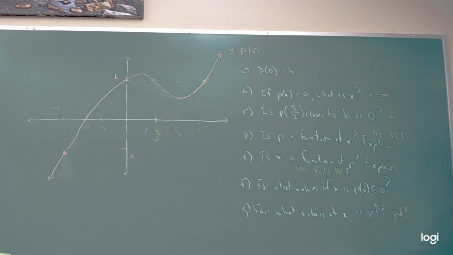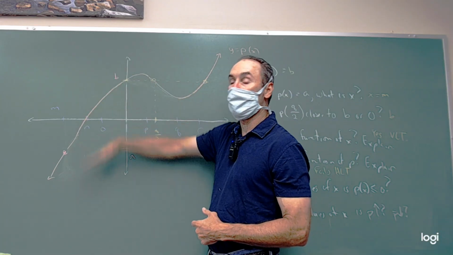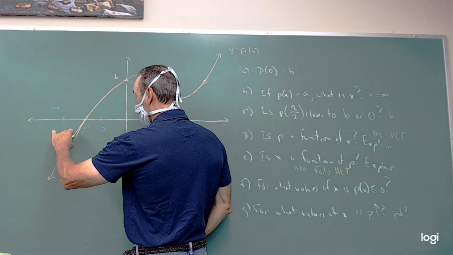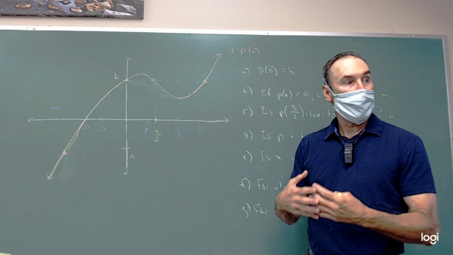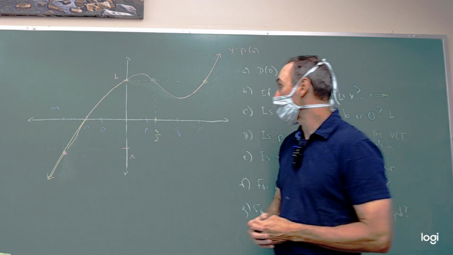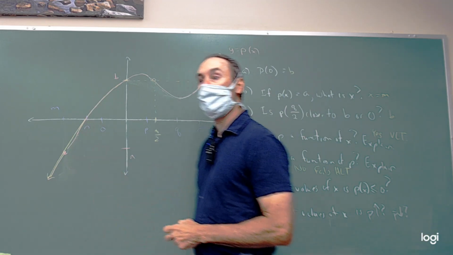Okay, good. For what values of x is p of x less than or equal to 0? So less than or equal to 0 is going to be the part of the curve that's below the x-axis. So this is the part of the curve that we are trying to reference. But we have to name it by an x value. So we have to give it in terms of inequalities or interval notation. So are we going to include n or not? Yes.